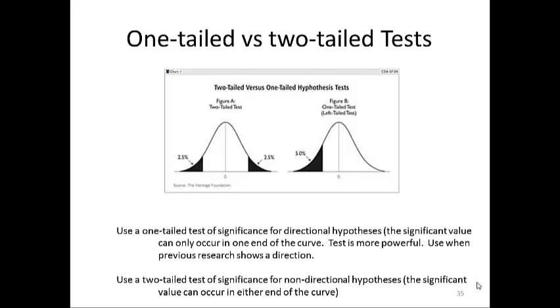If you really don't know, if the research is sort of mixed in your area of interest, then use a non-directional. When we use a non-directional test, we must use a two-tailed test of significance because the value could occur on either end of the curve. We could have a positive or a negative result.